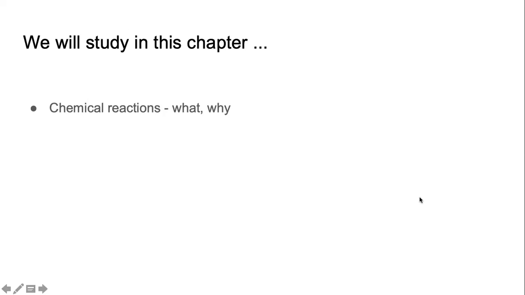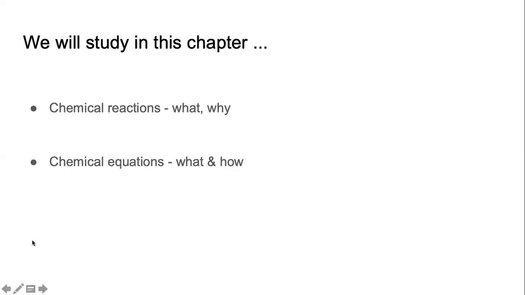Another thing that we will study in this chapter is what chemical equations are. So we are going to study about chemical equations. So here we will understand what they are and how do we write the chemical equations. Also, how do we read the chemical equations. First, we will understand what chemical reactions are, why do they happen. Then we will understand what chemical equations are, how do we write and how do we read them.